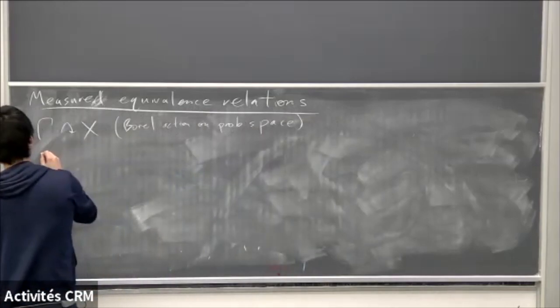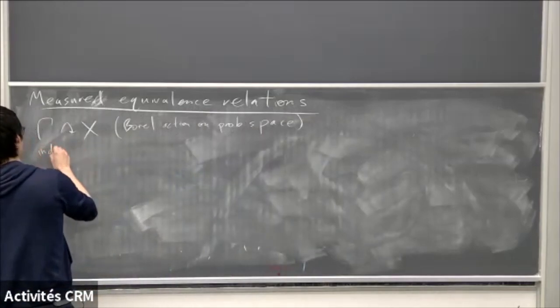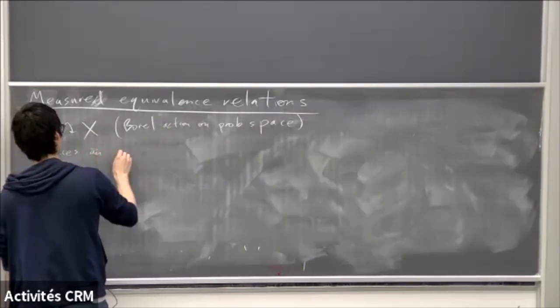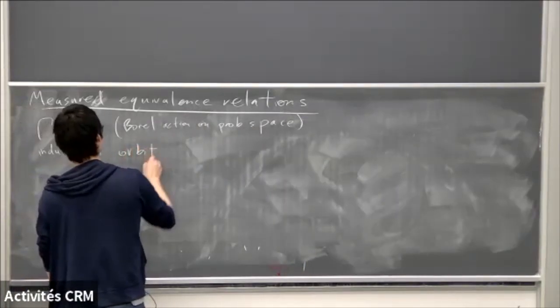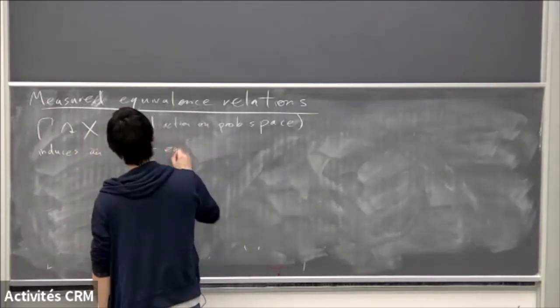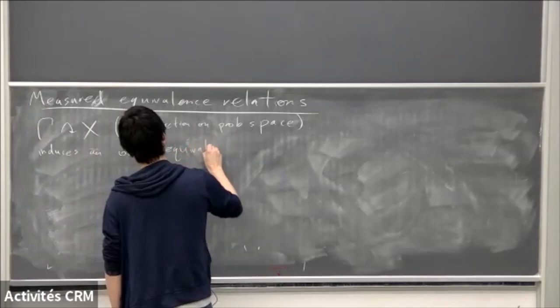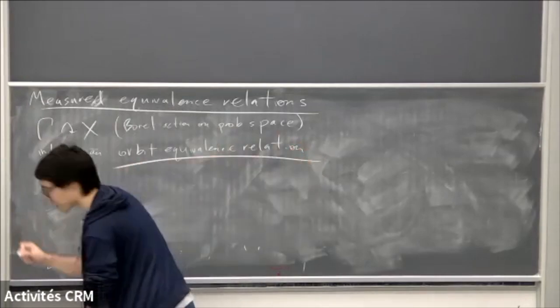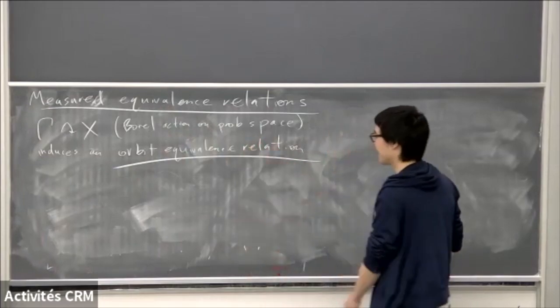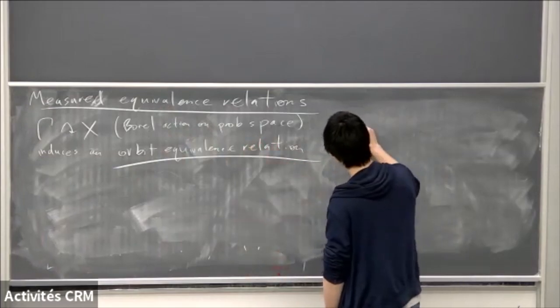So the action induces what's called an orbit equivalence relation. It's exactly the equivalence relation where the classes are the orbits. And everyone is going to keep saying orbit equivalence relation, so good to know. Okay, and I'll denote it like this.